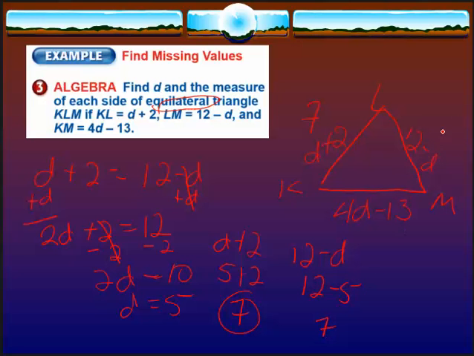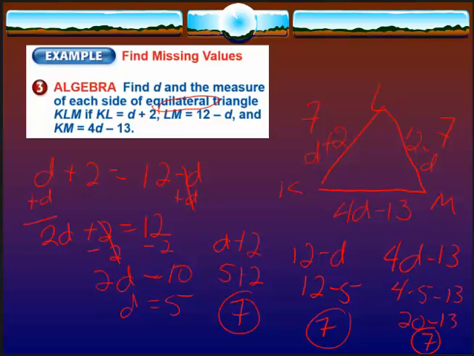Okay, do I really need to go through all this? Why don't I need to do this last one? What should I already know about the size of this side? What should its length be if it's equilateral? It should be 7. I can check myself just to make sure I haven't made a mistake. 4 times 5 minus 13 is 20 minus 13, which is 7. Okay.